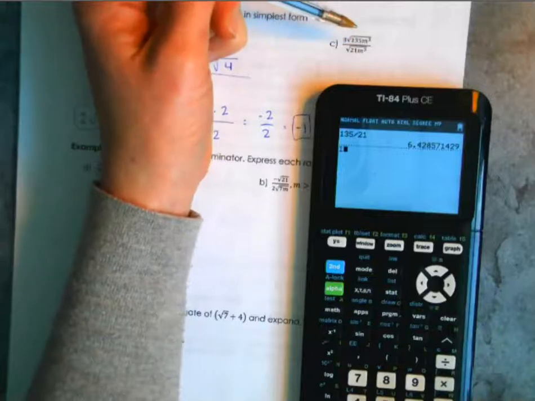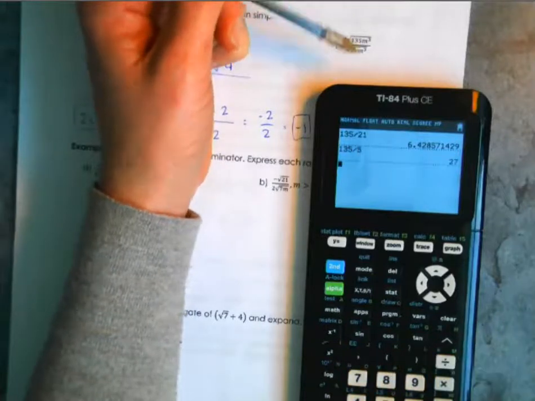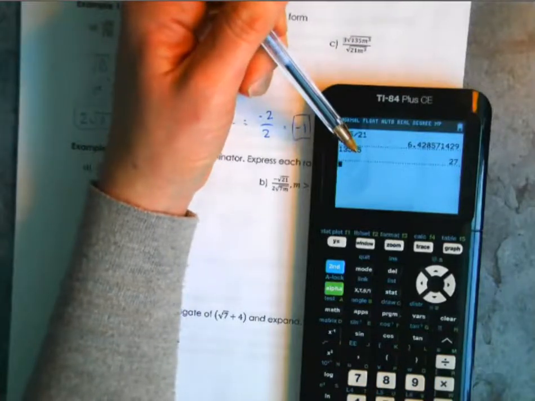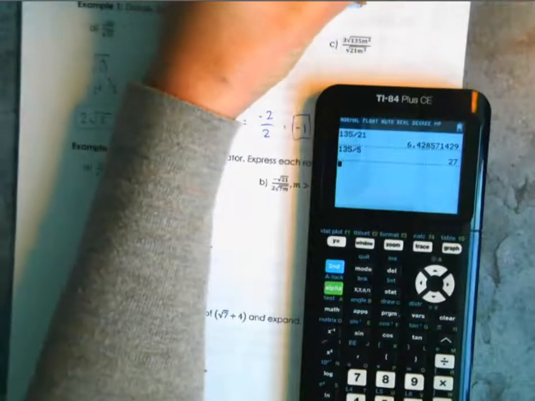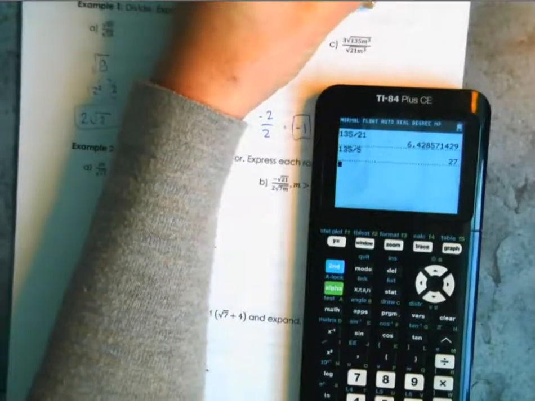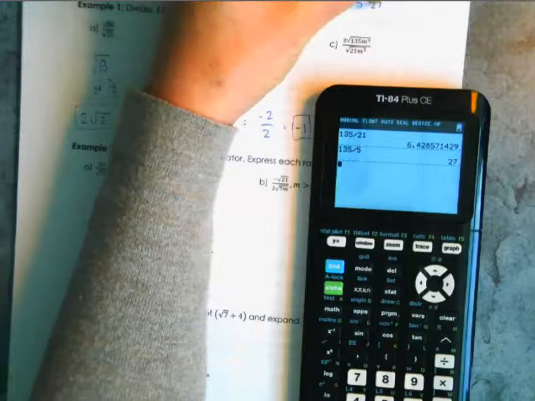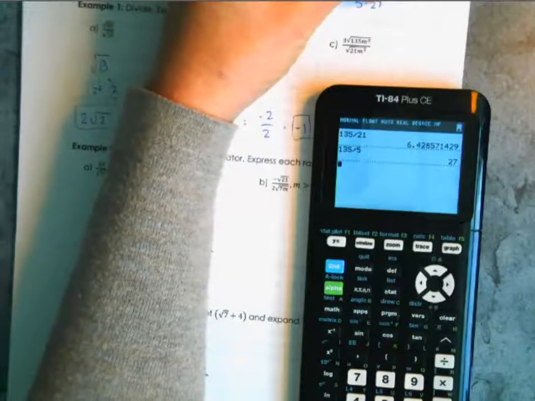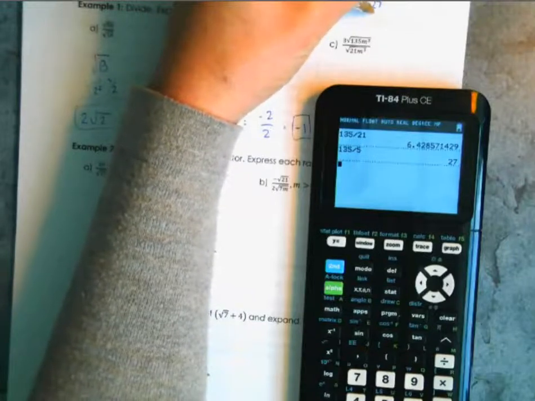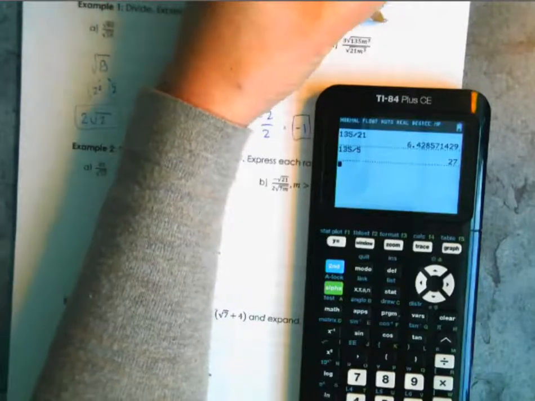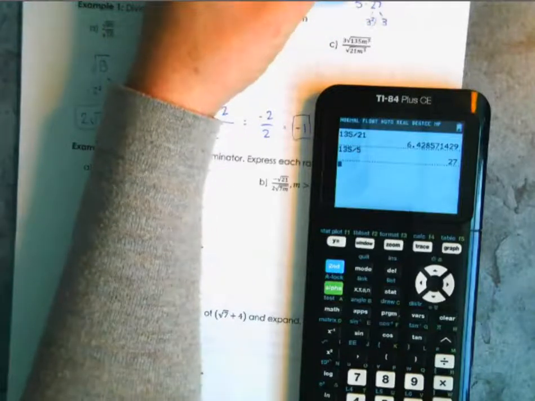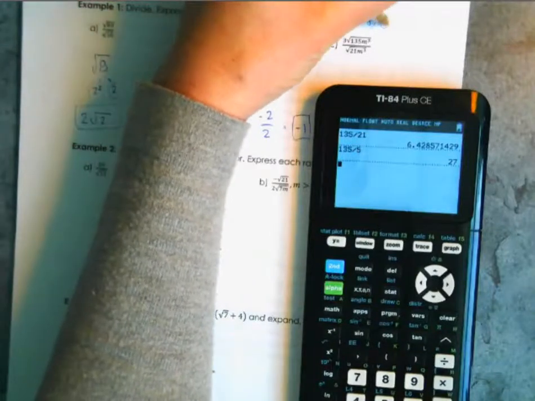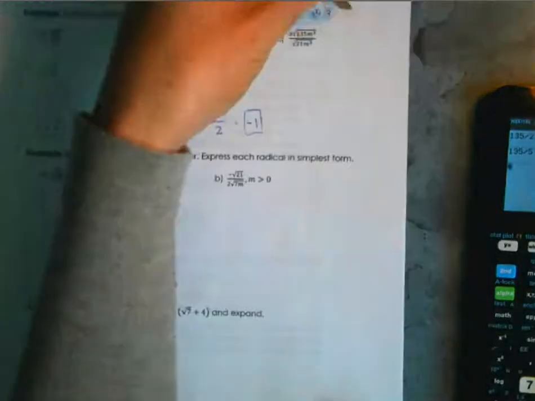With the 135, let's try dividing it by 5. So basically 5 times 27 would give us 135. So if we break down 27, we know that 27 is 9 times 3, and 9 is 3 squared. So there's our squared value that we'll be able to move outside. The 5 and the 3 are going to have to stay inside the radical.